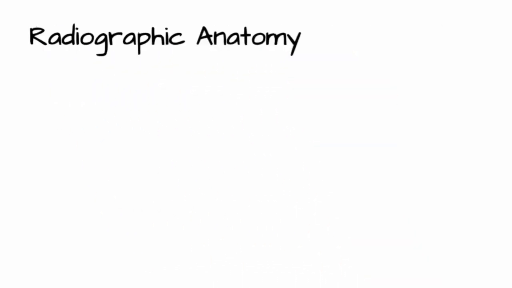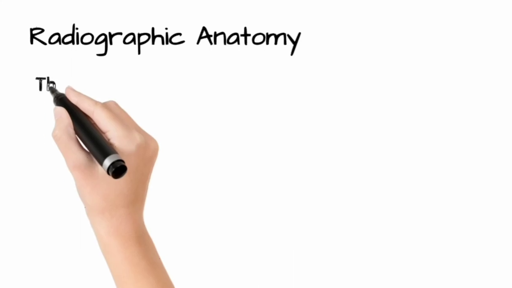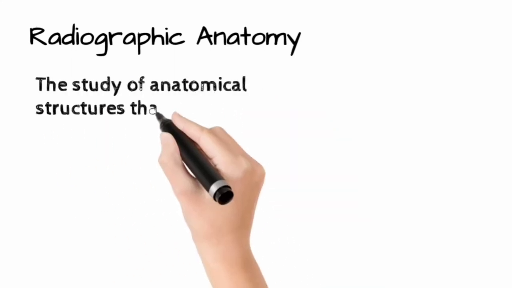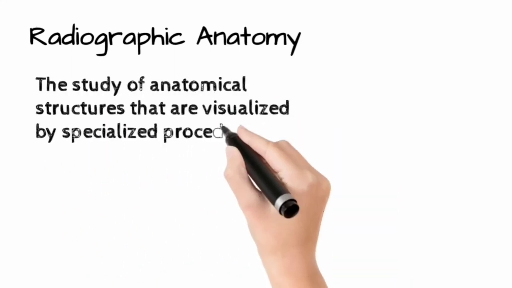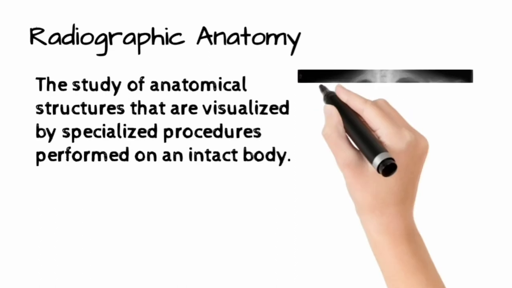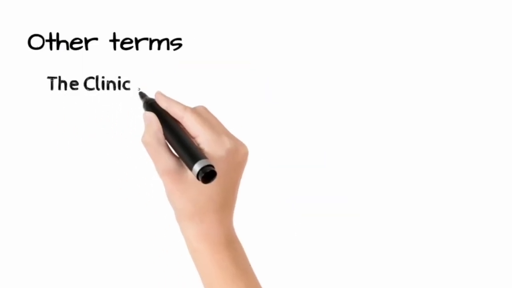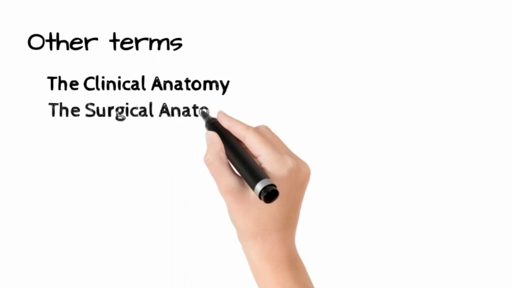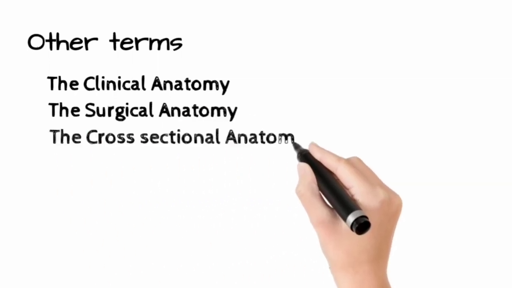And at last, the radiographic anatomy. It is the study of anatomical structures that are visualized by specialized procedures performed on an intact body. For example, the radiographic anatomy of the chest region. Few other terms are also included in anatomy. Those are the clinical anatomy, the surgical anatomy, cross-sectional anatomy, and the comparative anatomy.